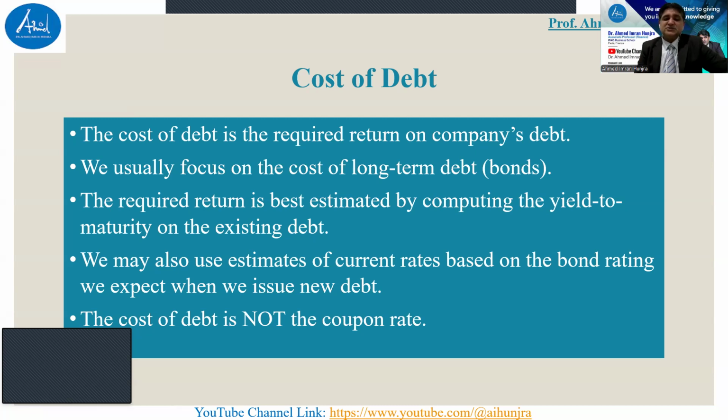We may also use estimates of current rates based on the bond rating, which we expect when we issue a new bond. The cost of debt is not the coupon rate. It is the yield rate, which represents the rate of return on the bond, which is paid by the company and received by the bondholder. So here we are going to find the cost of debt by yield to maturity.